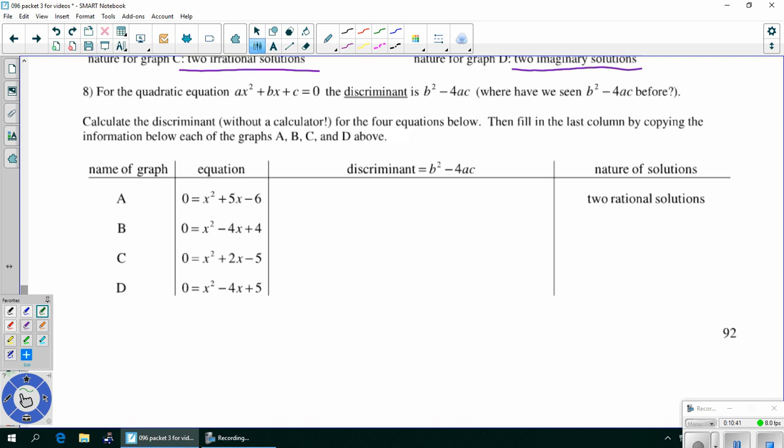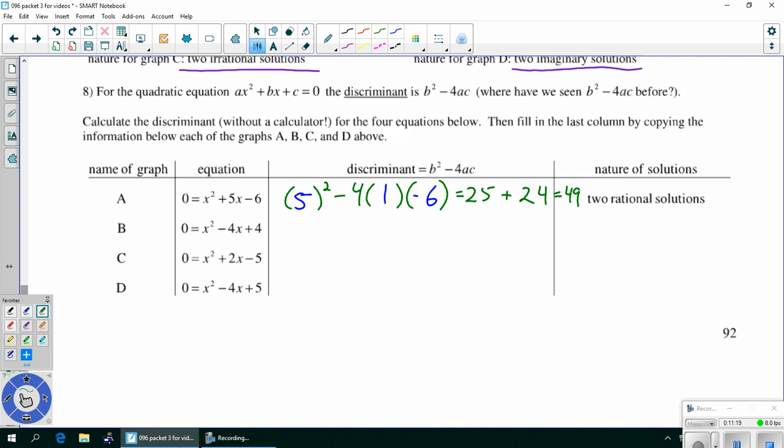Okay, first one. 0 equals x squared plus 5x minus 6. So the discriminant is b squared minus 4ac. In this case, the b is the number touching x, positive 5. A is the number touching x squared, positive 1. C is the number not touching any x, that's negative 6. And now we're just doing the arithmetic here. So that's 25. 4 times 1 times 6 is 24. And I see a minus sign and a negative, and that becomes a plus. 49 is the discriminant.